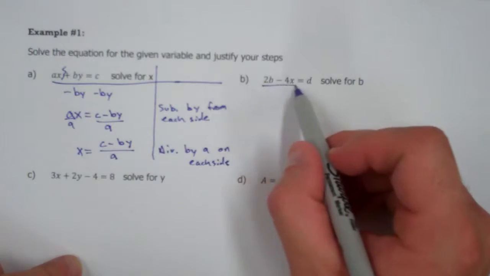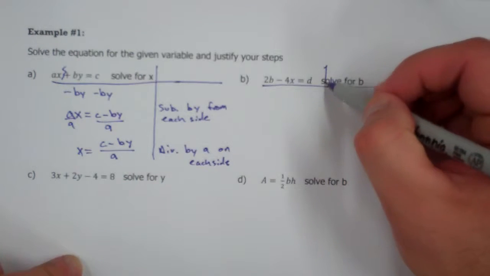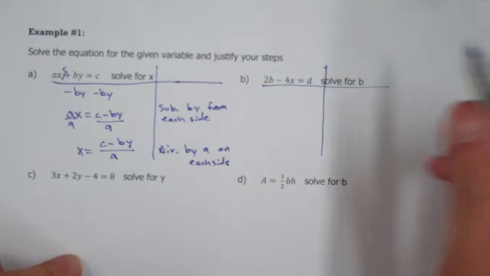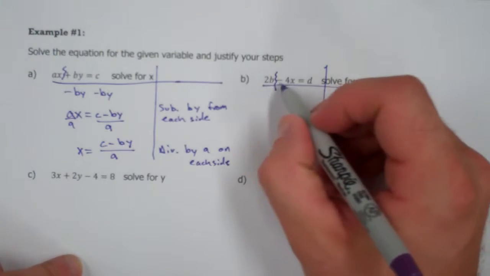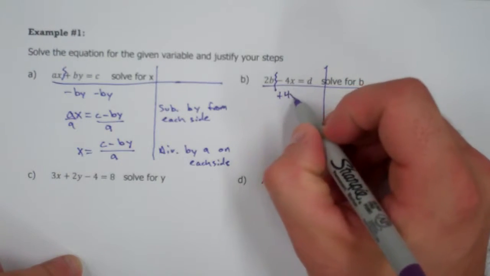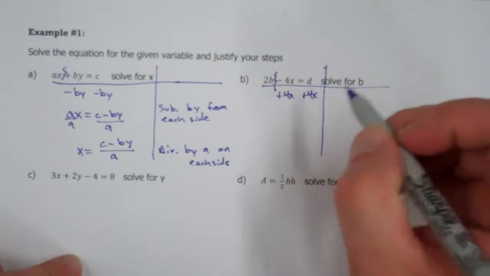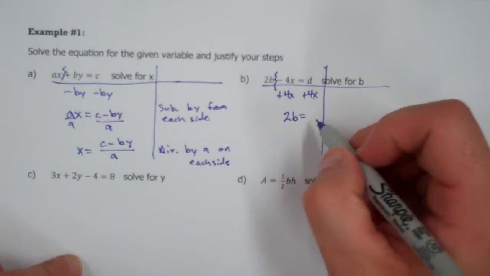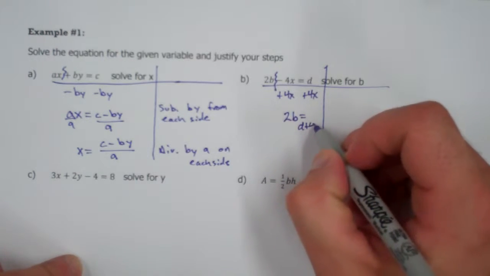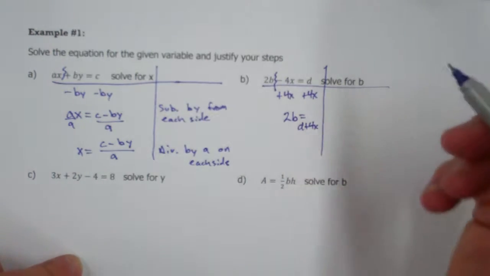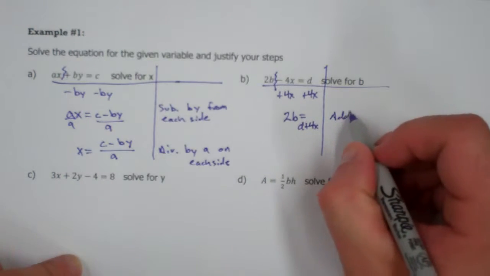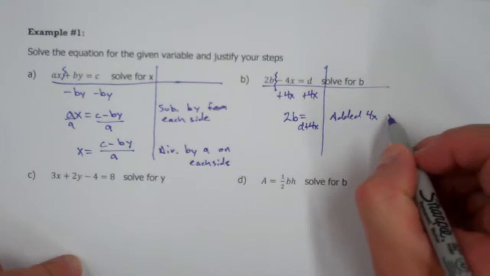This one might work out a little bit better if we just make this column kind of right here. We want to solve for b. So there's b. We've got two terms on the left, so we'll add the 4x to each side. So we've got 2b is equal to d plus 4x. Maybe I shouldn't have written that close. So what we did is we added 4x to both sides.